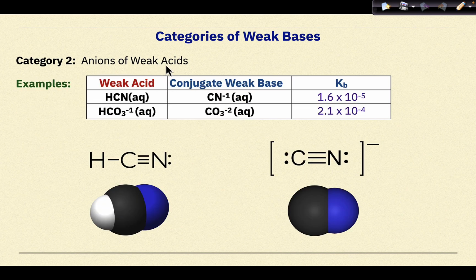Category 2 is anions of weak acids. So for example, if we have the weak acid HCN, the conjugate weak base is CN-, and the CN- ion has a Kb of 1.6 times 10 to the negative 5. Another example is HCO3-, which is a weak acid. Its conjugate base is the carbonate ion, which has a Kb of 2.1 times 10 to the negative 4.